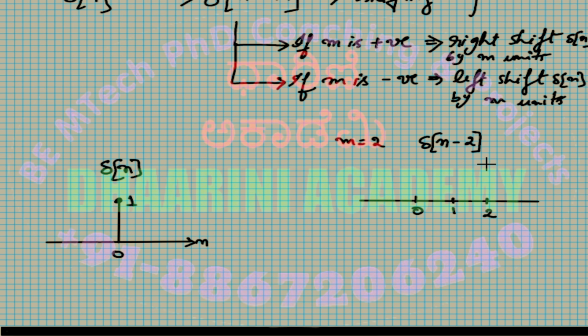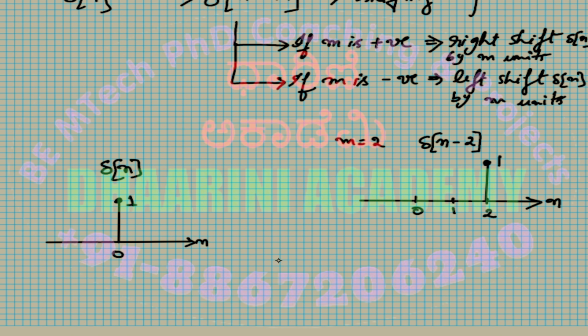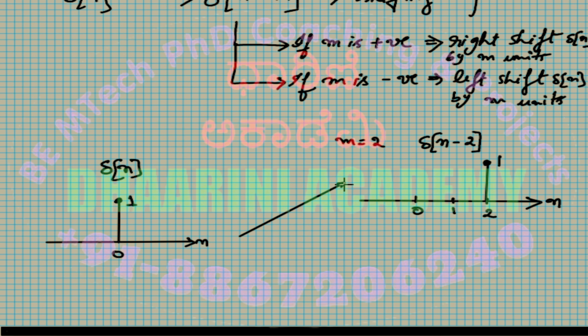The amplitude is 1, so you see this is 1. It is shifted to the right by 2 units. The magnitude remains the same. So what I did just now is nothing but delta of n minus 2. The shift is by 2 units.